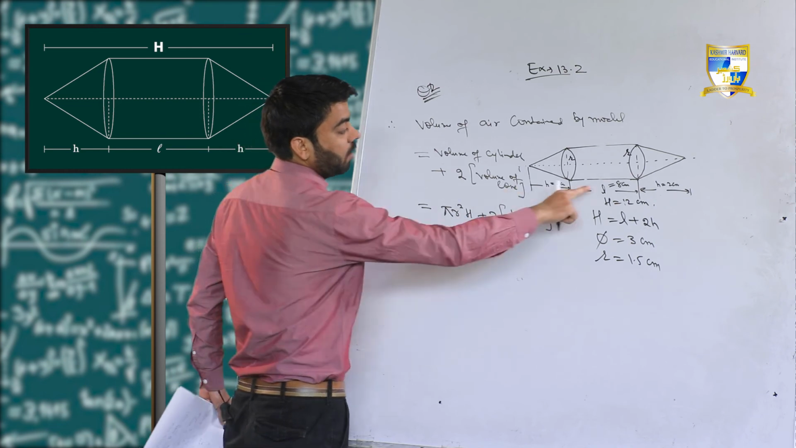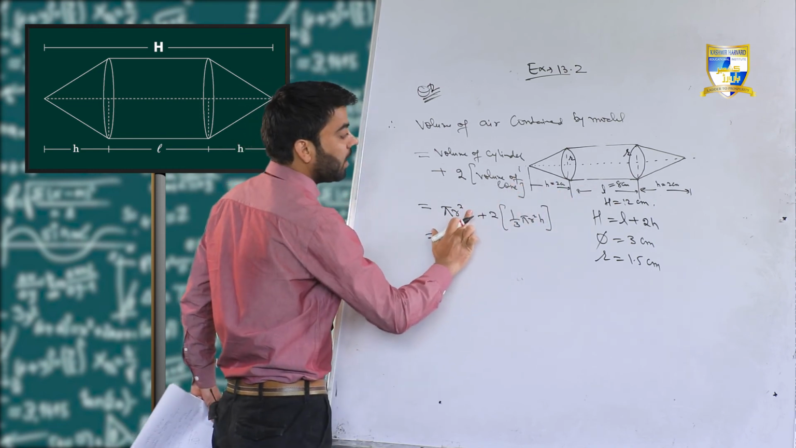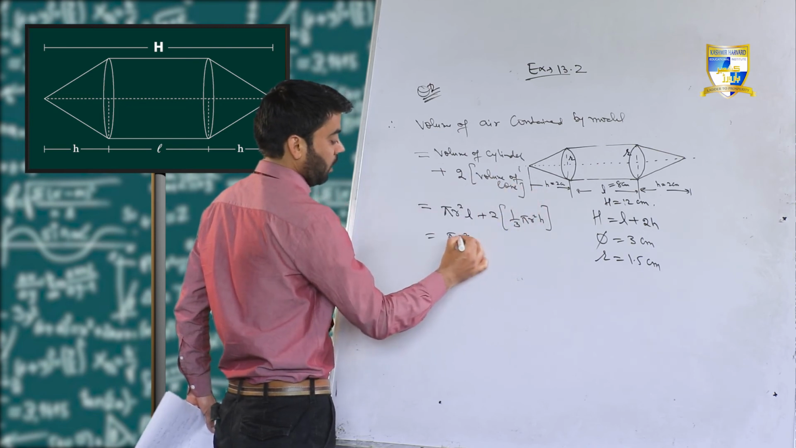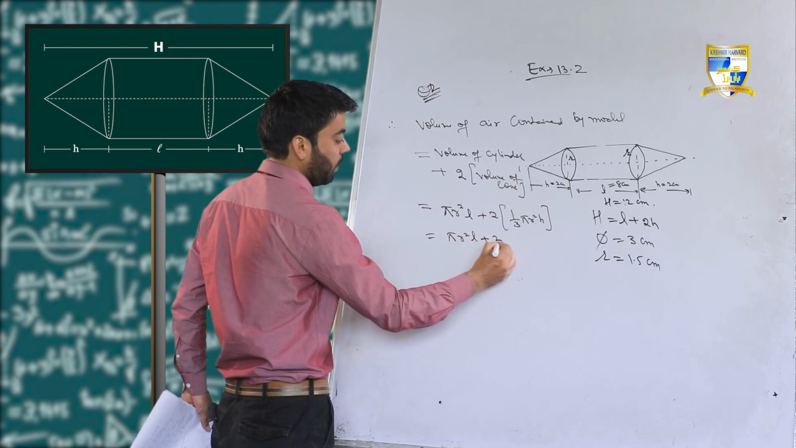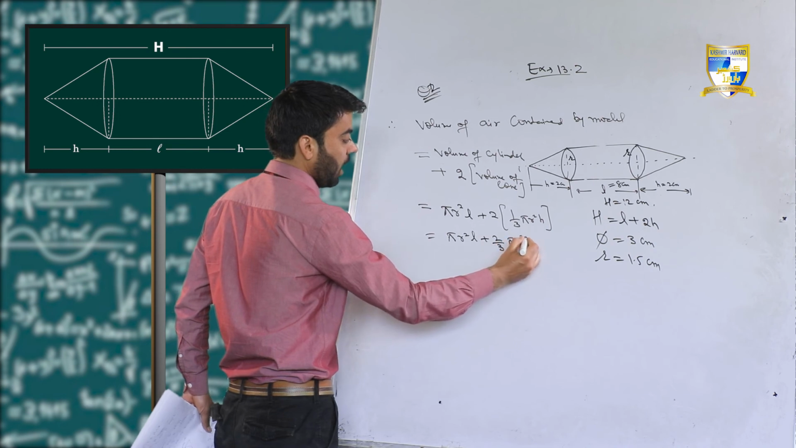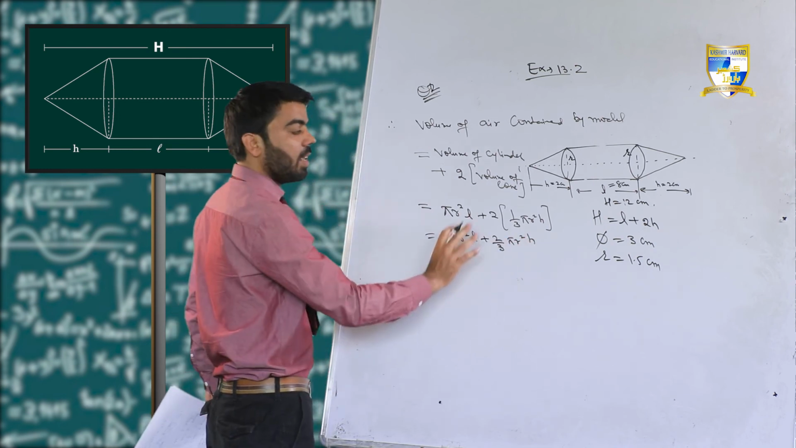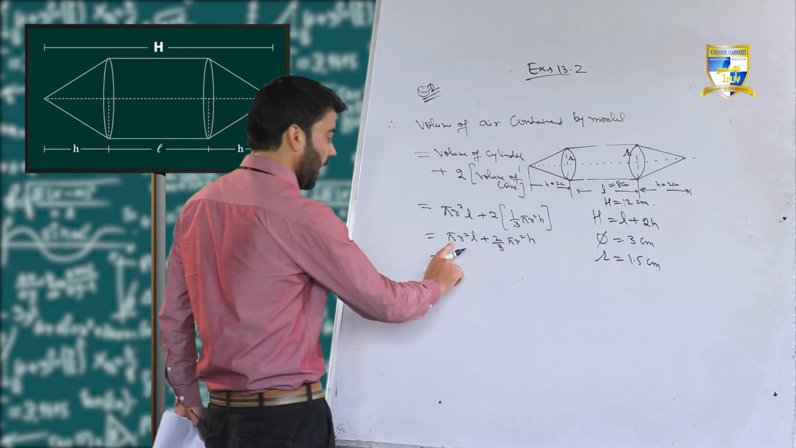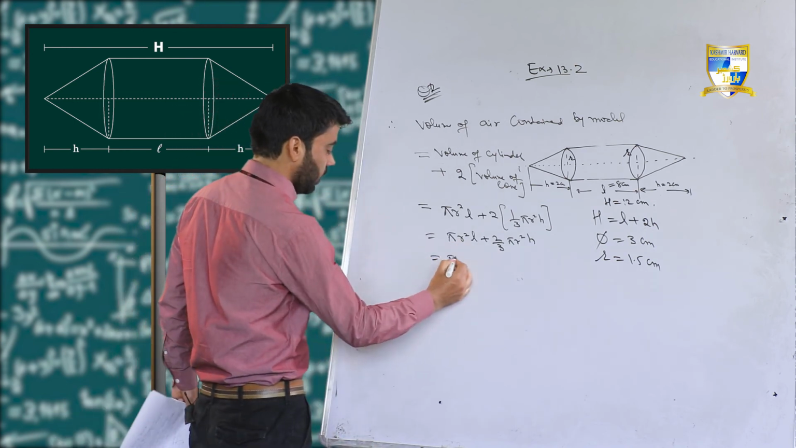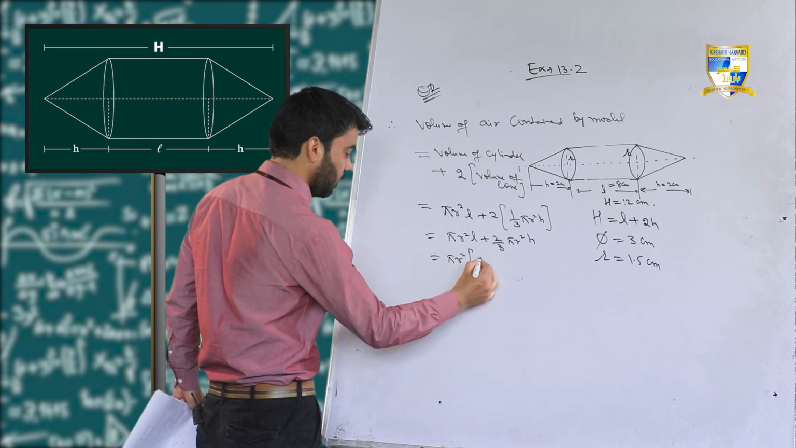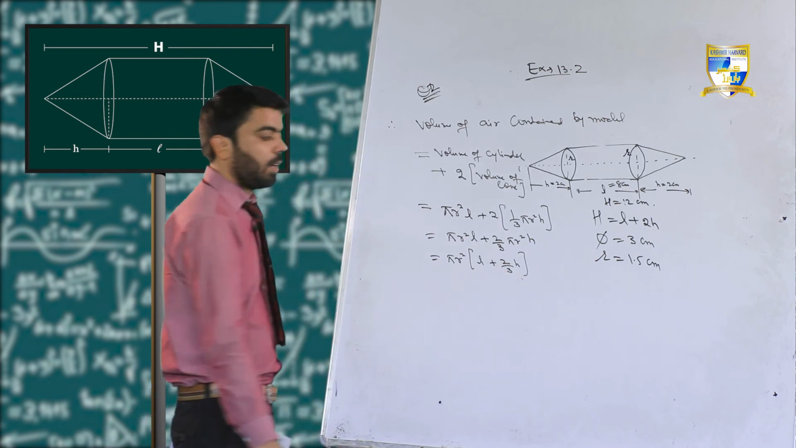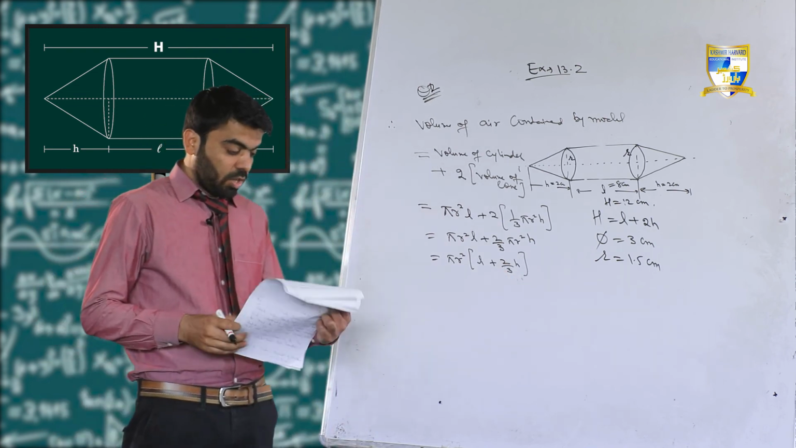This is a cylindrical part, so we will not write here h, we will write here L. It's small h, it's small h. So it's pi r square L plus 2 by 3 pi r square h. R and R is same. So what we will do? We will do one thing, pi r square, it is L plus 2 by 3 h. Clear?